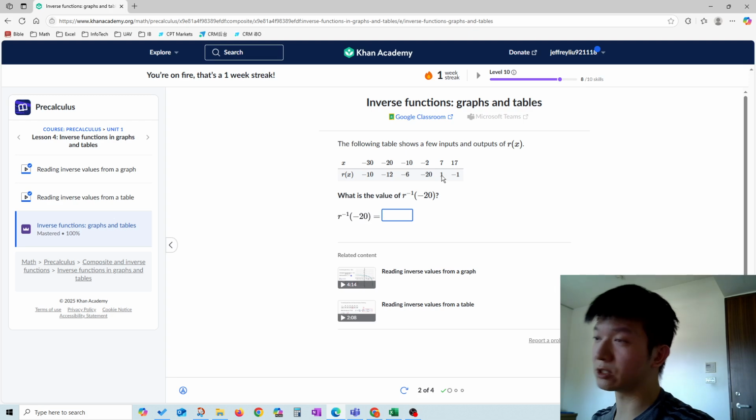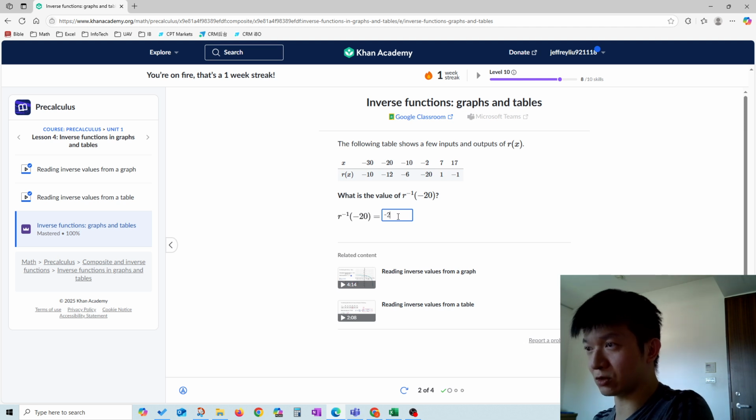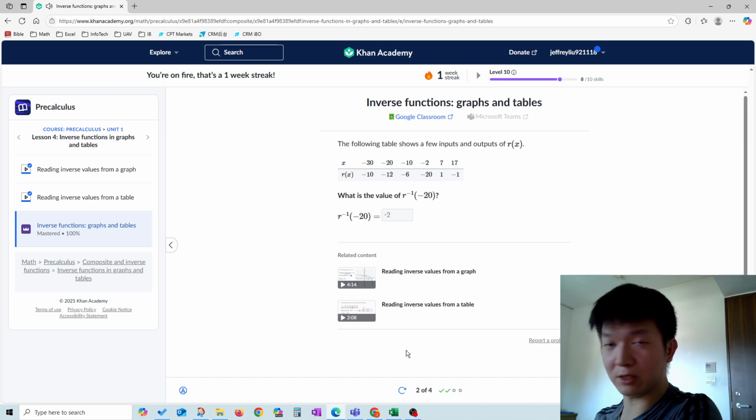And next is table, so it's gonna be easy. So 20. So before this is r of x, now it's asking you about, this is your new x. So before it's gonna be your y. So you're gonna look for y, and it points to your new y. It's gonna be your old x, which is -2. Okay. So that is it.